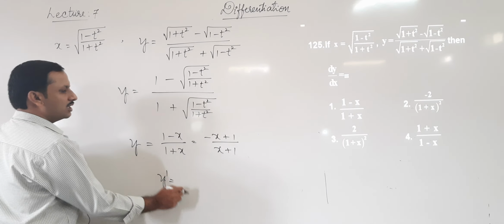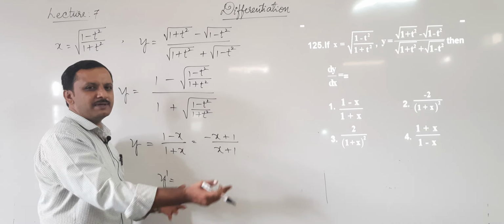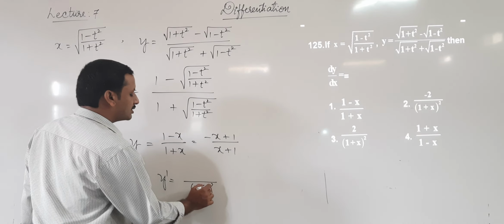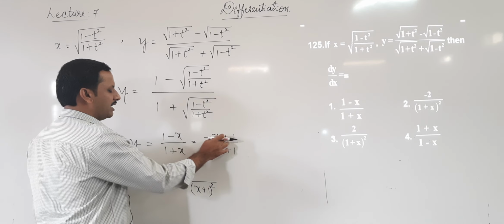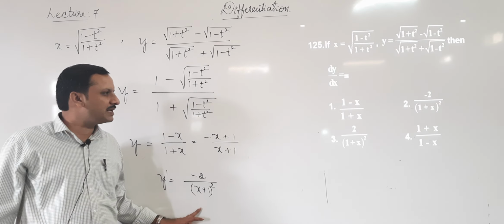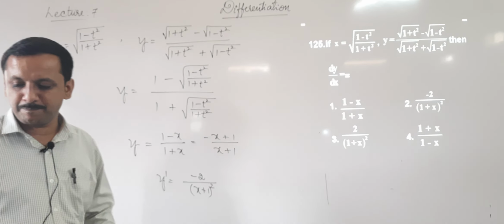So y dash, now we know one shortcut for this, AD minus BC divided by CX plus D whole square. So denominator is x plus 1 whole square, numerator is minus 1, that is minus 2. So answer is minus 2 divided by x plus 1 whole square, which is the second option.